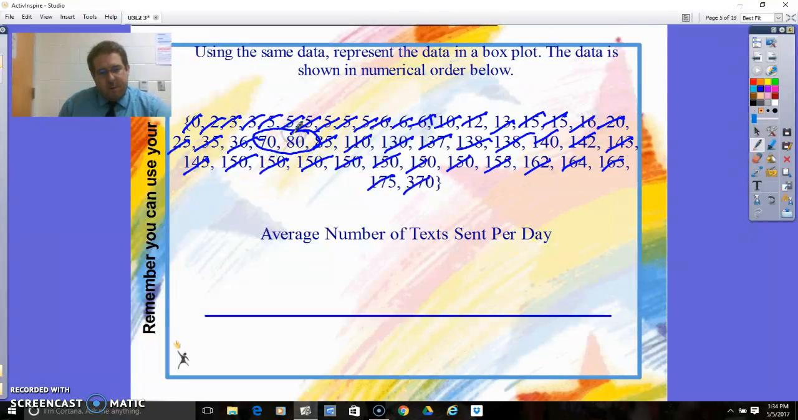So 70 and 80, notice that they're both in the middle. So in between them would be 75. So it looks like the median is 75, because that's in between 70 and 80. Or you can add the 2 up and get 150 and divide by 2, which is 75.